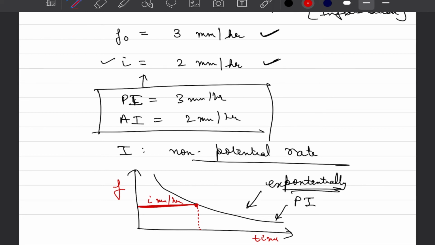Now, after this intersection happens, precipitation, let us say, is continuing at the same intensity of I mm per hour, but now less water would be able to infiltrate into the ground. So at this time point, ponding will start. That means water will start accumulating on the surface, and we are interested in measuring this time Tp.